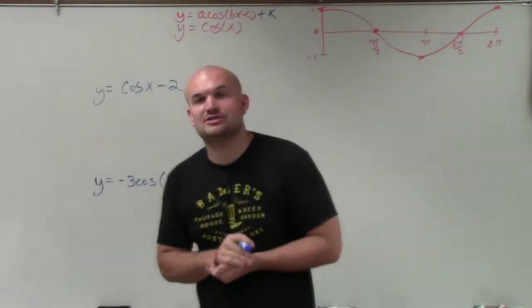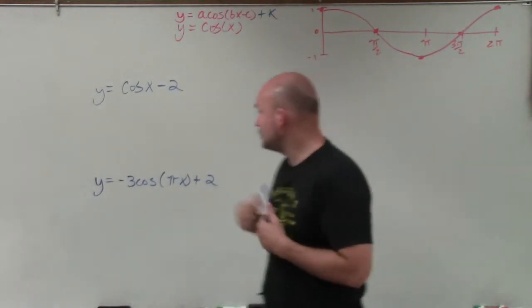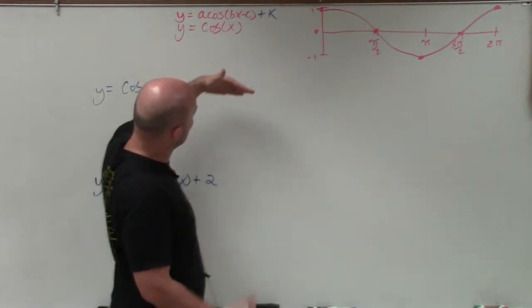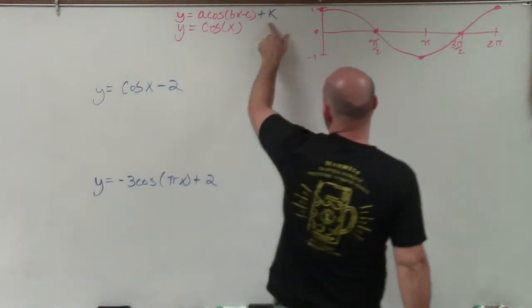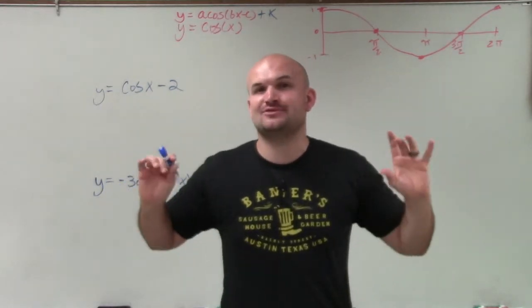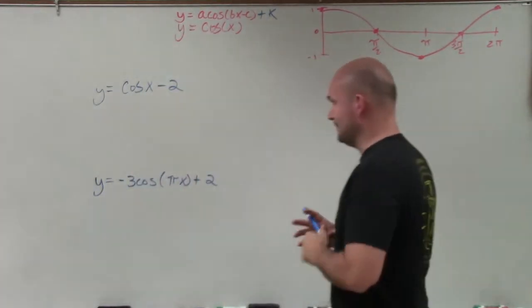Welcome, ladies and gentlemen. What I'd like to do is show you how to graph the cosine function when we now have a vertical translation. This is the last part of this series on graphing cosine. You can see I added the k in blue. Now when we have a vertical translation, it is going to shift our graph up or down, okay?